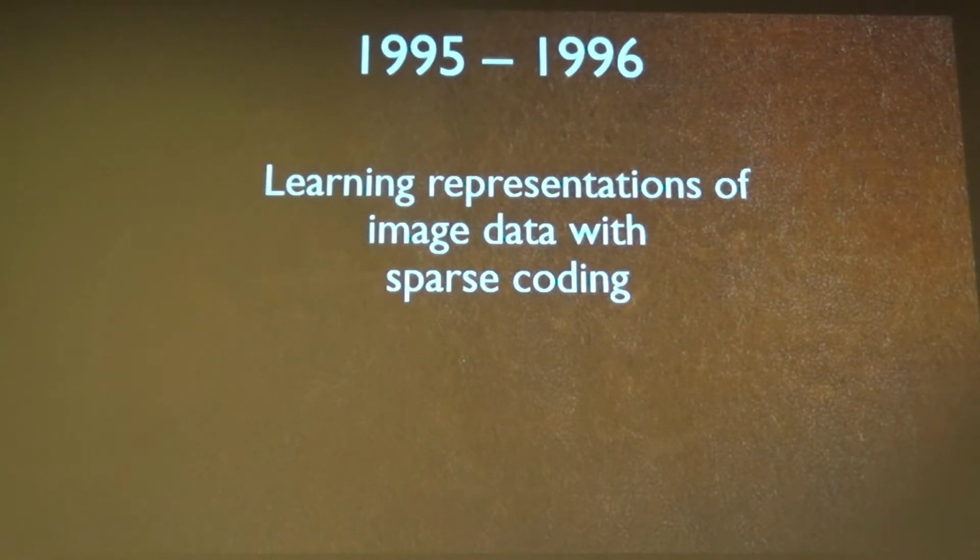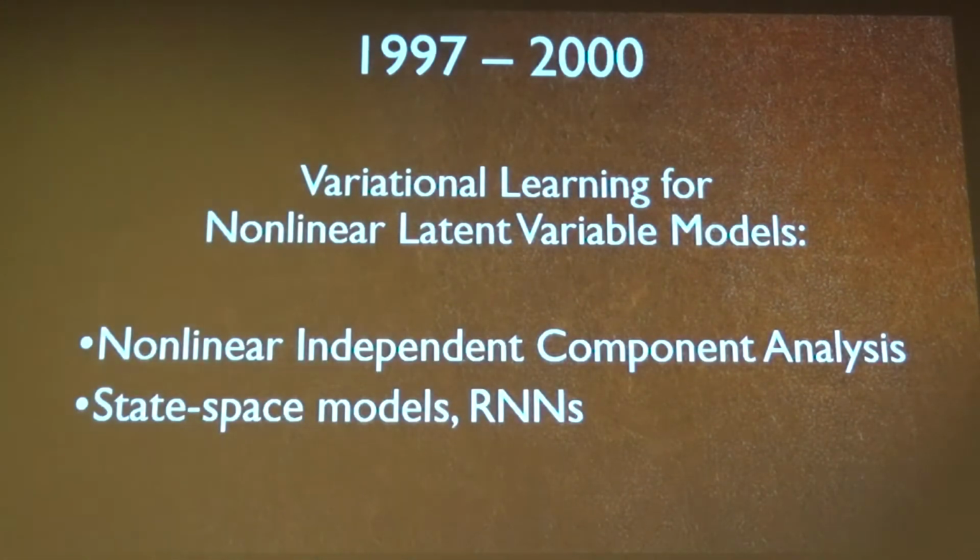I figured I want to do non-linear versions because all of these things were linear. So then I ended up doing variational learning for non-linear latent variable models. Basically very similar to what people would call variational autoencoders these days. First, it wasn't an autoencoder, just a latent variable model. At that time, independent component analysis, nowadays it would be known as disentangling factors of variation. So basically the same thing, but nonlinear versions of it.